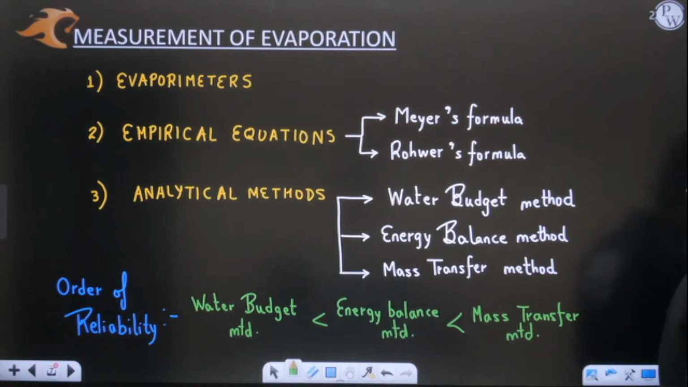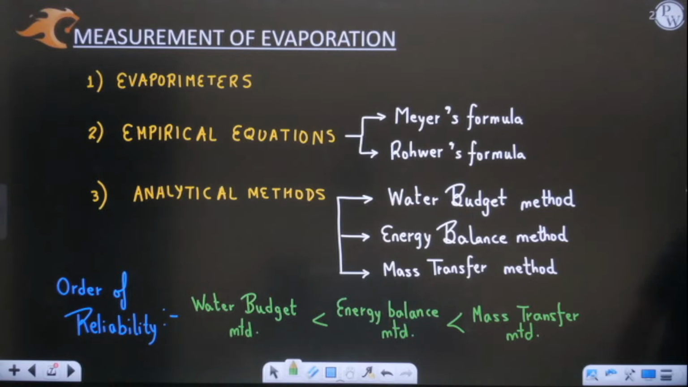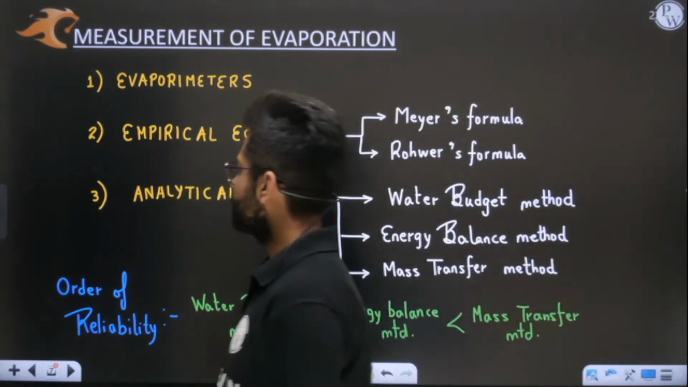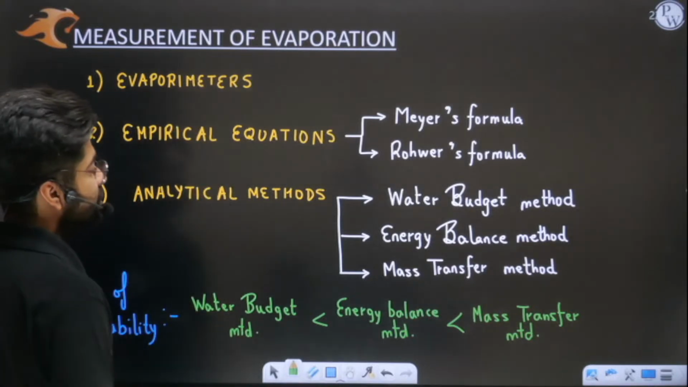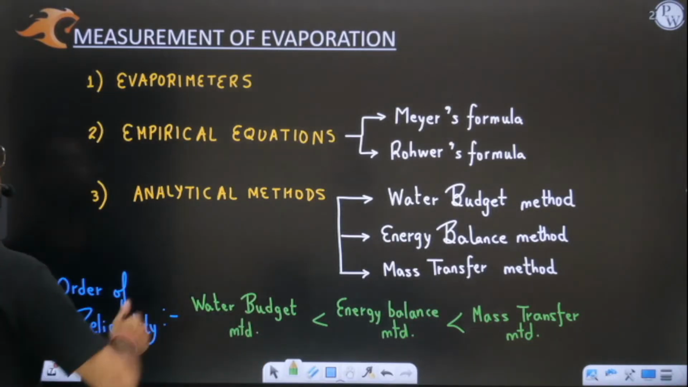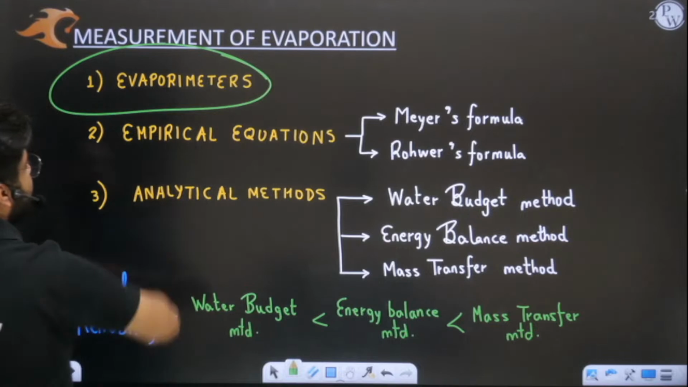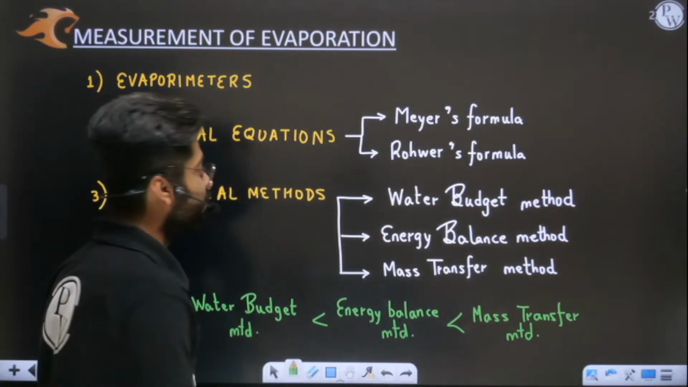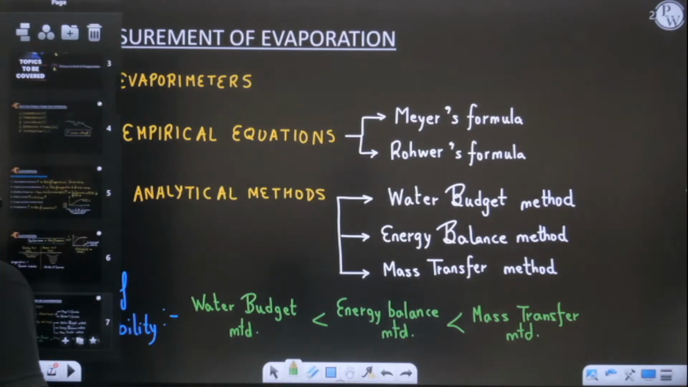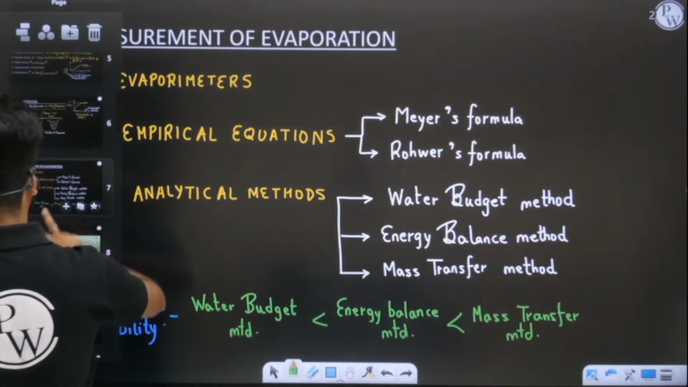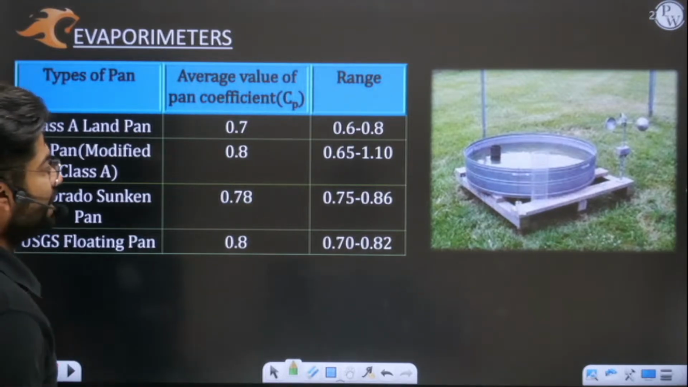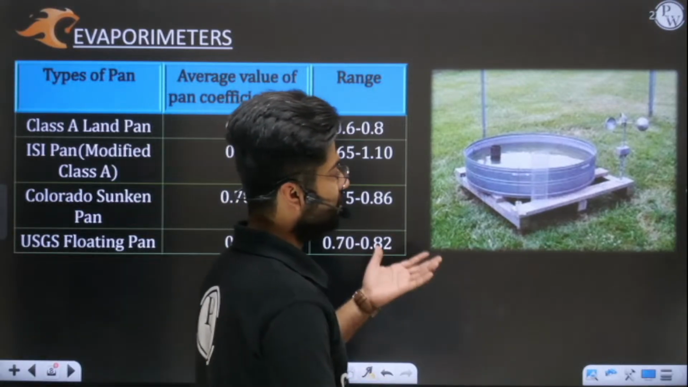Now one by one we'll discuss all the different types of methods. If someone asks me which of these three methods is the most important, I will say the first, the evaporimeter, is very important. You should remember the evaporimeter concept. Now we'll move ahead and discuss all the different kinds of evaporimeters. Basically we have an image here.